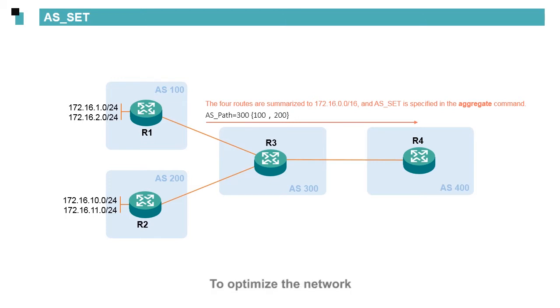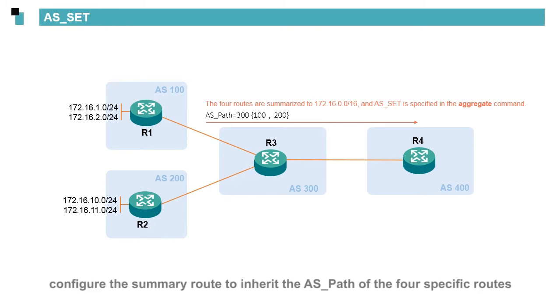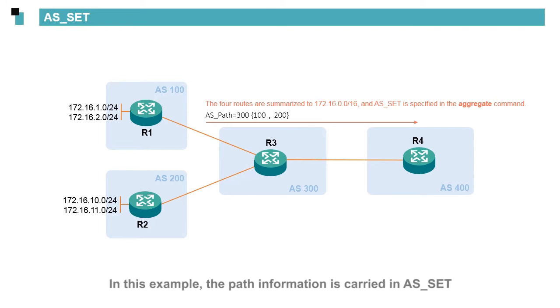To optimize the network, the four routes are summarized on R3 to the route 172.16.0.0/16. For R3, this summary route is originated locally. Once the route is sent back to AS100 or AS200, a loop occurs. To prevent this problem, configure the summary route to inherit the AS paths of the 4 specific routes. In this example, the path information is carried in AS set.